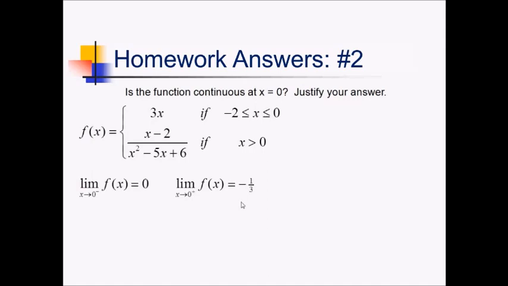And let's go ahead and find the function value. Although we probably don't really need to, but let's do it anyway. So f of 0 is going to be 3 times 0, which is 0. Okay, now the big issue here is that these limits don't match up. Because they don't match up, that means the limit as x approaches 0 of f of x, in general, the two-sided limit, does not exist.